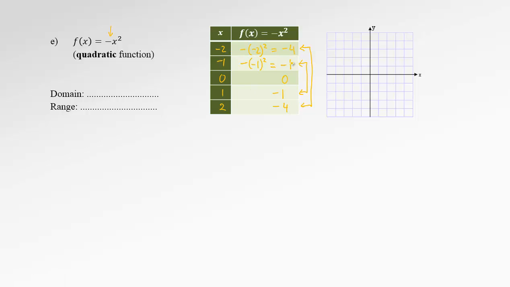Okay, let's plot those points. -2, -4. That's our point. -1, -1, so it's here. 0, 0, 1, -1, and 2, -4. Oh, that looks like a parabola, but an upside down parabola when we connect those points. Let's do it. Here's our upside down parabola.